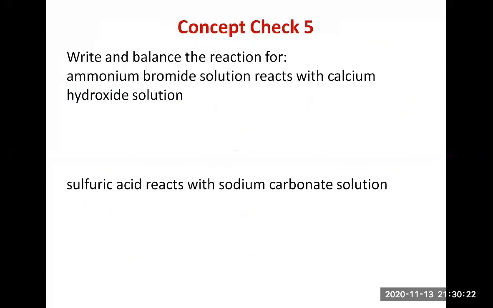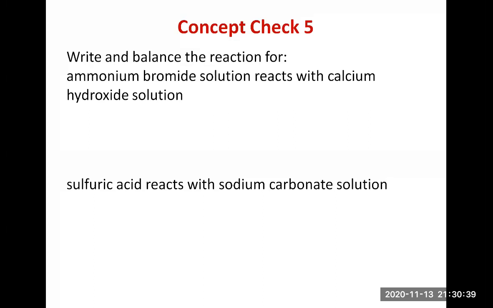Let's do a concept check. So it's for you to practice. So pause the video, try this on your own before you watch the answer. So write and balance the reaction for ammonium bromide solution when it reacts with calcium hydroxide solution.